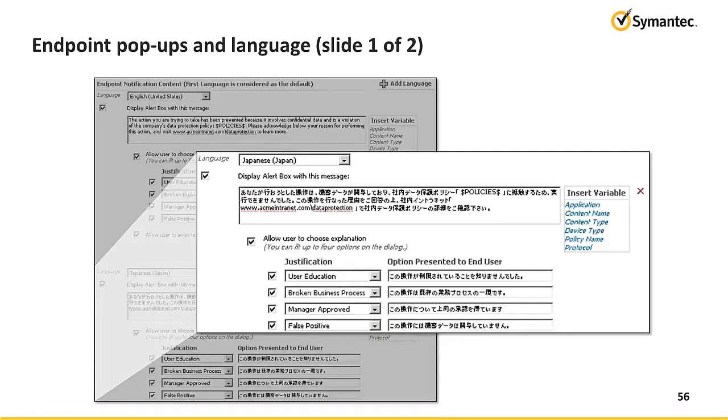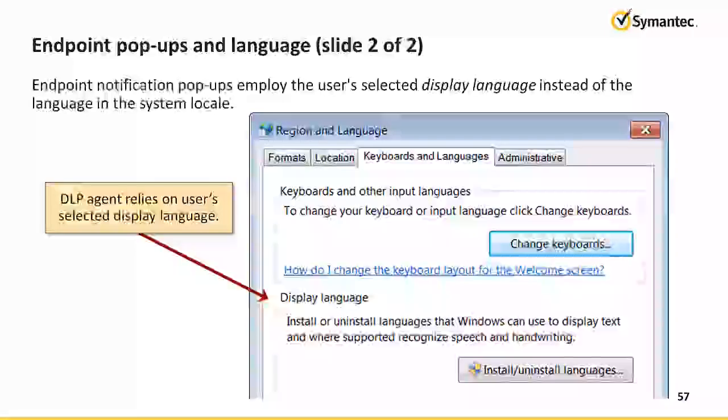If a user wants to configure a response rule in a language not supported by the endpoint agent, the administrator can choose Other as the language choice in the endpoint response rule and type the justification labels in the desired language. Endpoint notification pop-ups apply the user's selected display language instead of the language in the system locale. For instance, if the system locale is set to English and the user sets the display language to German, the pop-up appears in German. Additionally, the user must modify the endpoint settings of the endpoint server to type localized labels for the static elements of the pop-up.